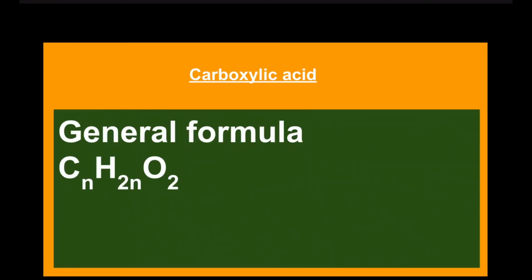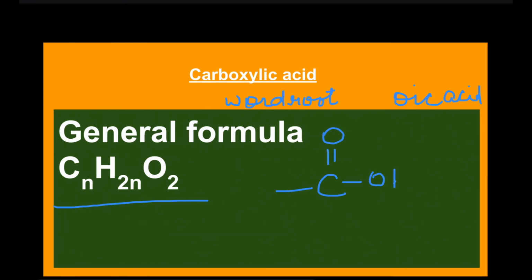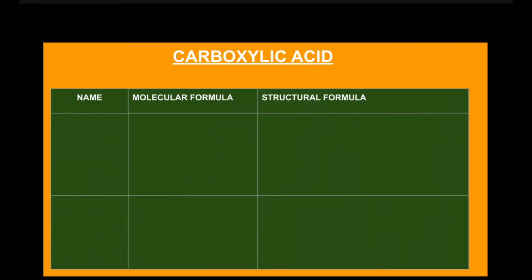Carboxylic acid group. The word root is written and the suffix is oic acid. The general formula is CnH2nO2. The functional group is C double bond O OH. On this side either hydrogen can be bonded or carbon can be bonded. It is written in this way also. The first member of the carboxylic acid series is methanoic acid. Common name is formic acid.